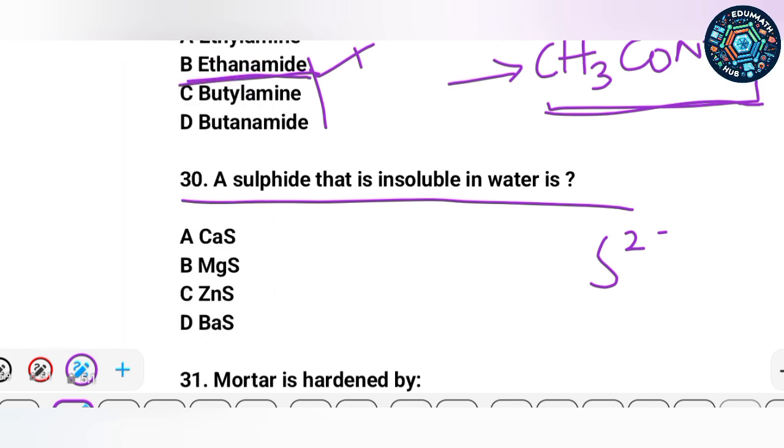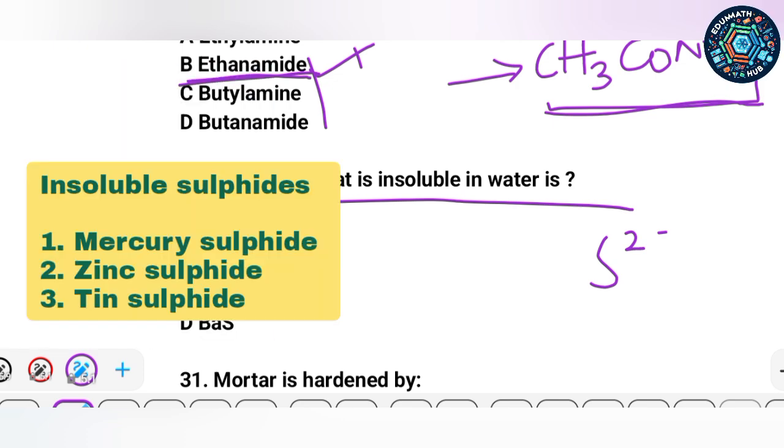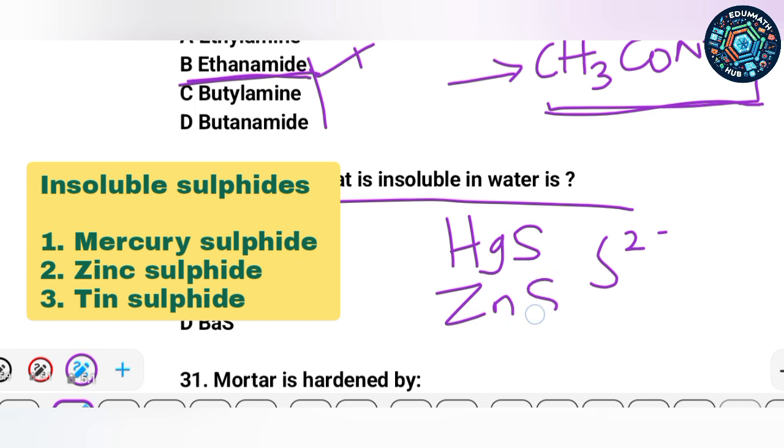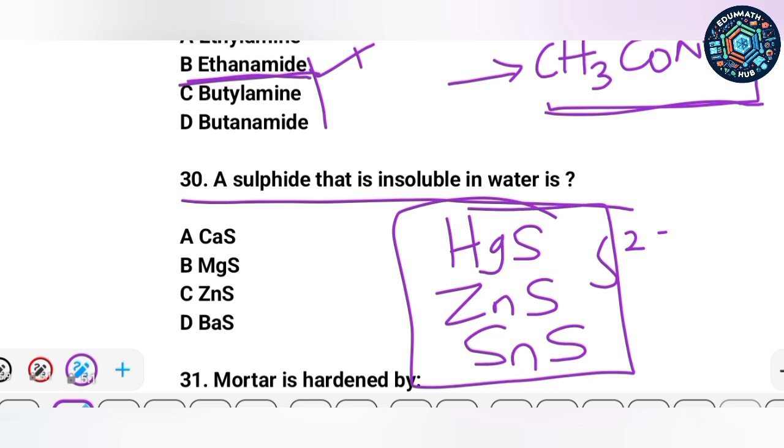So there are basically 3 sulfides that are insoluble in water. The first one is mercury 2 sulfide, which is HgS. Then you have zinc 2 sulfide, which is ZnS, or zinc sulfide. Then you have tin 2 sulfide, which is SnS. So these 3, they are insoluble in water. And if you notice from this question, Ca is group 2, magnesium is group 2, and barium is group 2. It's only zinc that is a transition metal there. So zinc is the answer to this question.